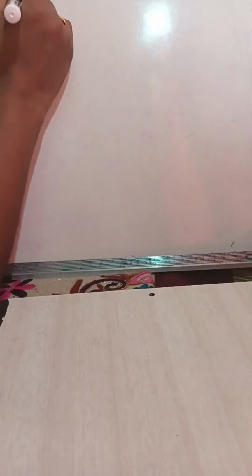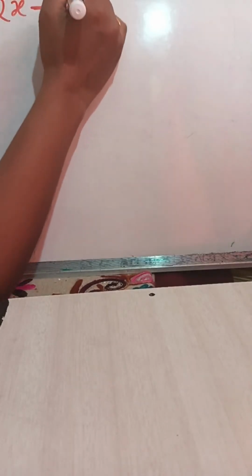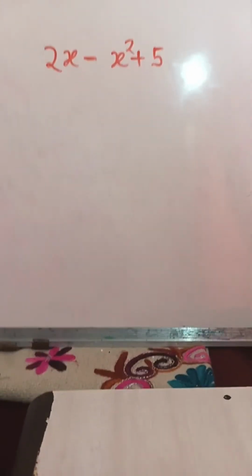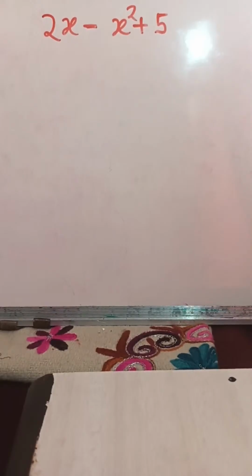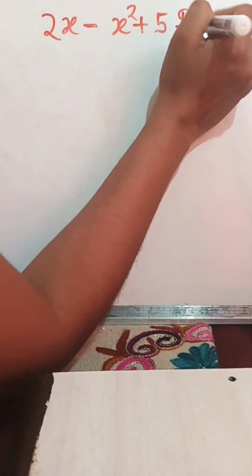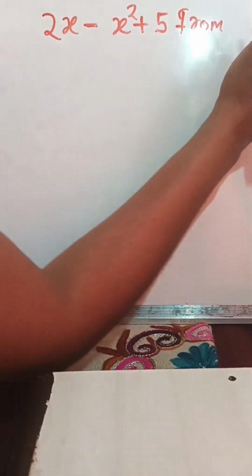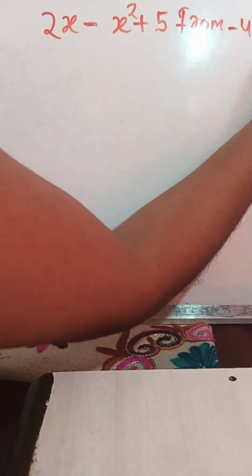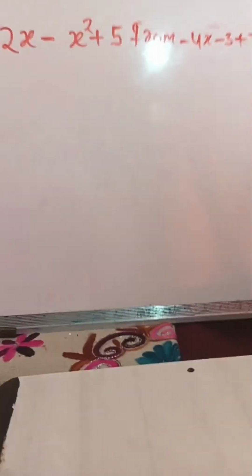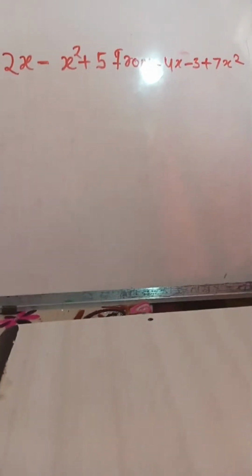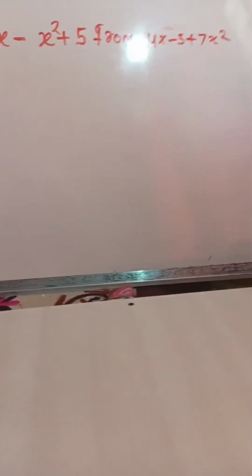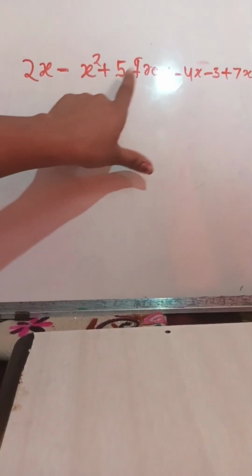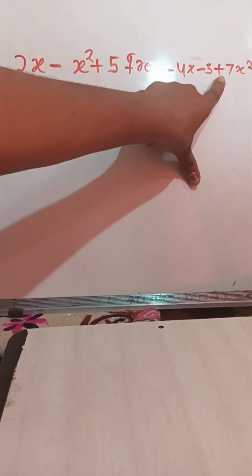Subtract 2x minus x square plus 5 from minus 4x minus 3 plus 7x square. Maximum mistakes are done from subtraction. Just understand how we have to perform this question. What is the question saying? The question is saying subtract 2x minus x square plus 5 from minus 4x minus 3 plus 7x square.